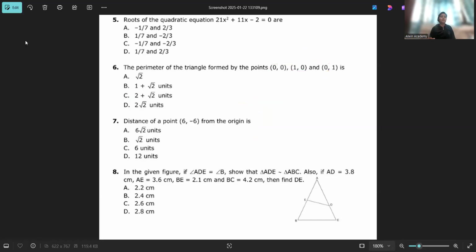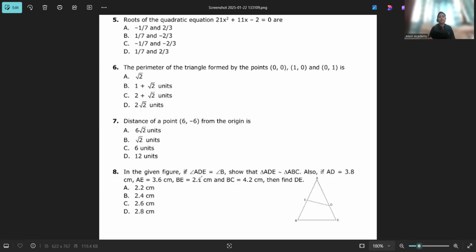Going to the next question, distance of a point 6 comma 6 from the origin is. Now origin is 0 comma 0 and this point is 6 comma 6. We have to find the distance. So use distance formula. We have 0 minus 6 square plus 0 minus of minus 6, that is 0 plus 6 whole square. 0 minus 6 is minus 6, minus 6 square is 36, and 0 plus 6 is again 6, 6 square is also 36. This is under root 72 or 6 root 2 units. Option number A. Going to the next question.